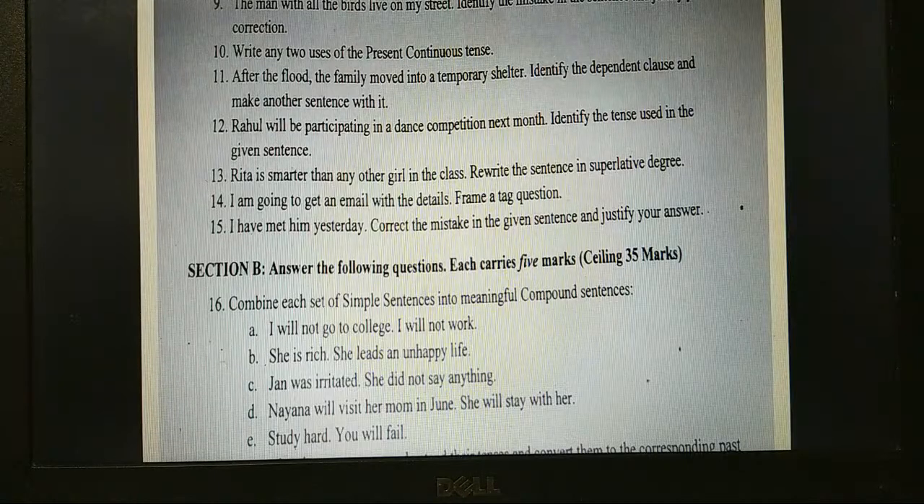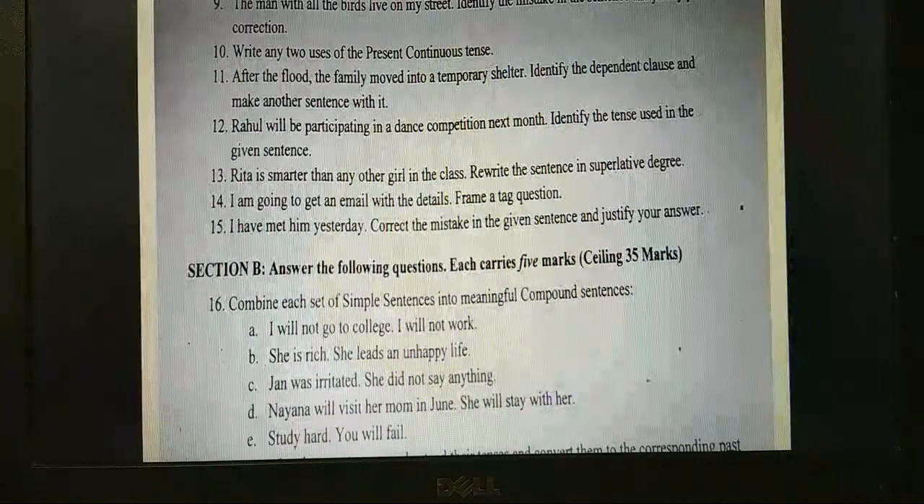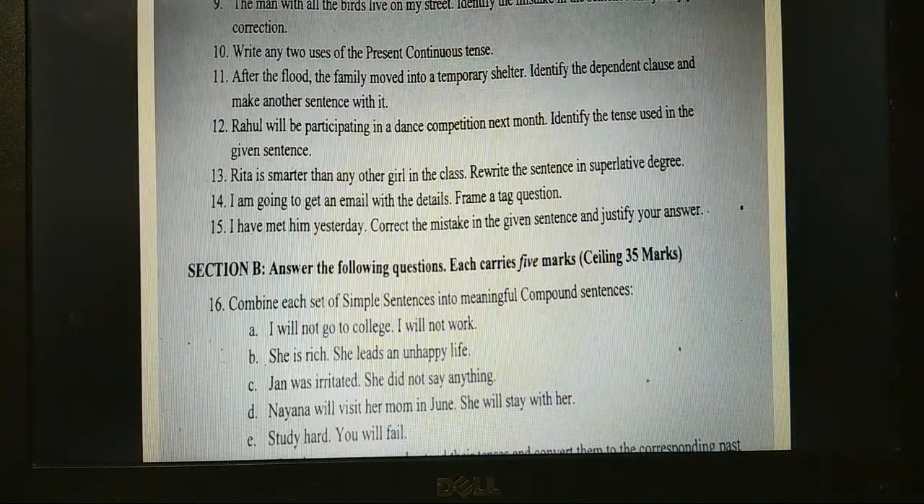So let us look at, we have to change it into the superlative. Rita is smarter than any other girl in the class will be, Rita is the smartest girl in the class. This type of questions will come tomorrow also. Now question number 14, I am going to get an email with the details. Frame a tag question tag. Okay, I am going to get an email with the details.